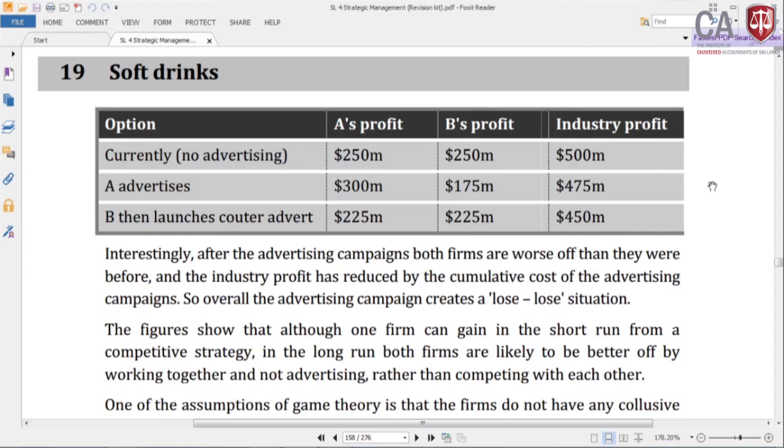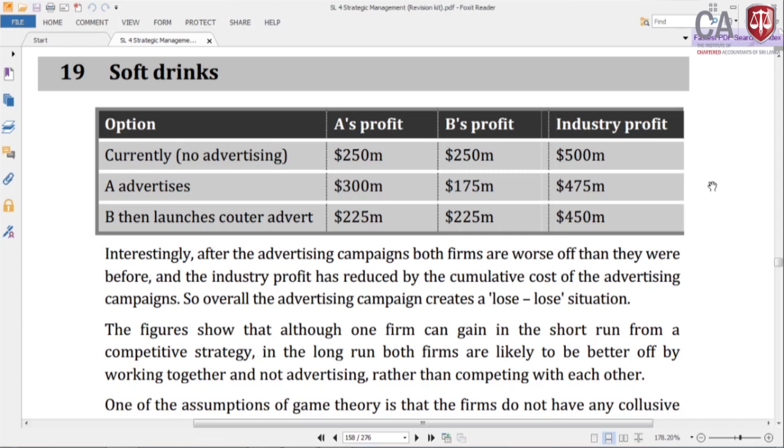Now he has taken it directly, so I did more illustration on this one for you. Now the current industry profit is 500 million, after A advertises it reduced to 475 million. Then B advertises, what happened? It becomes 450 million. Interestingly, after the advertising campaign, both firms are worse off than they were before.